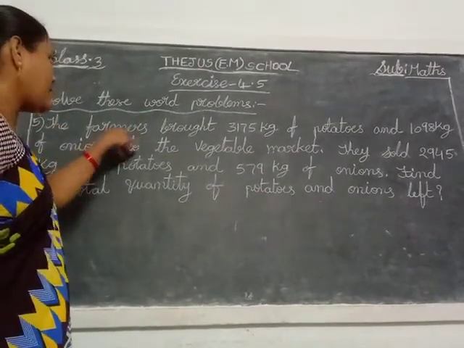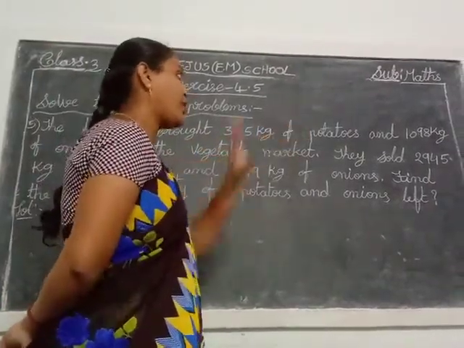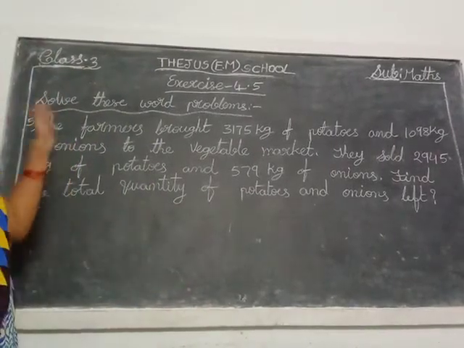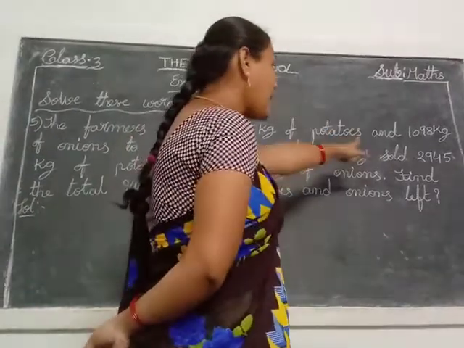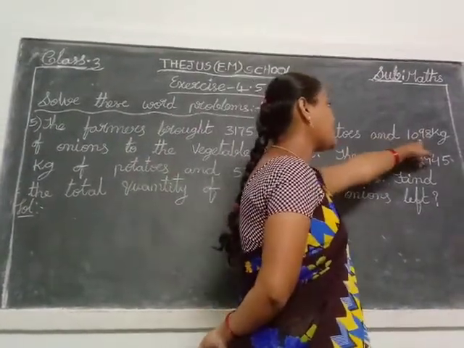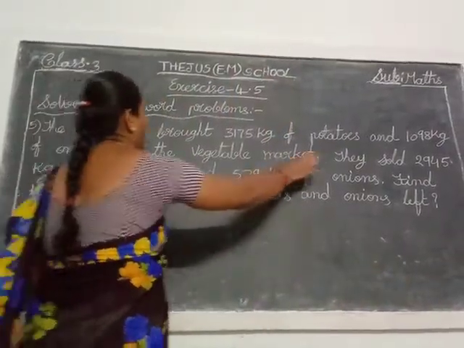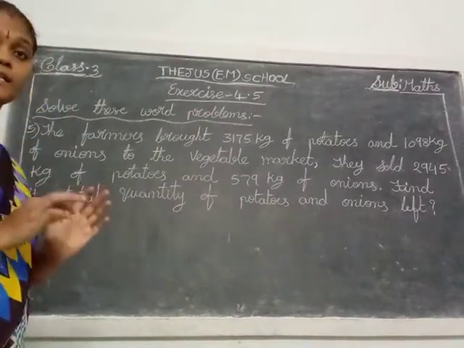The farmers brought 3,175 kgs of potatoes. So how many kgs of potatoes he brought? They brought, children, 3,175 kgs. And onions also they brought. How many kgs? 1,098 kgs. First you solve this one. So total how many kgs of potatoes and onions they brought?